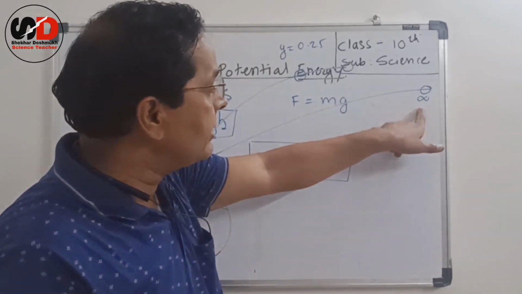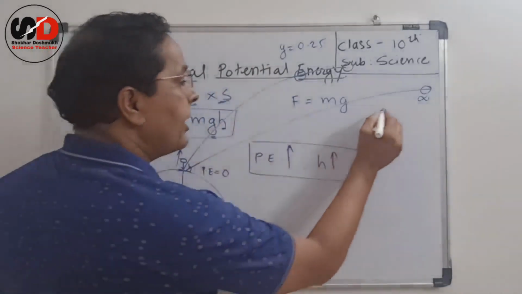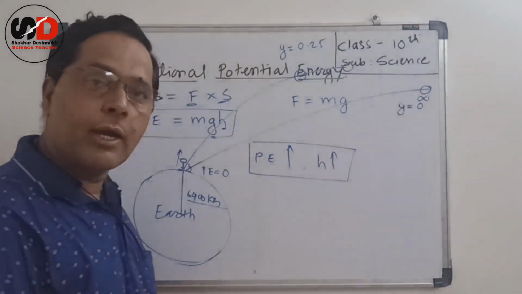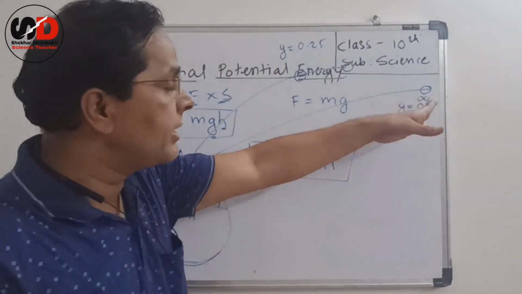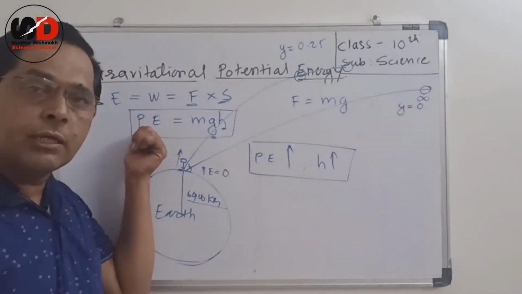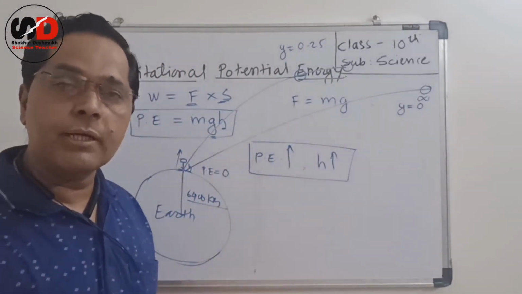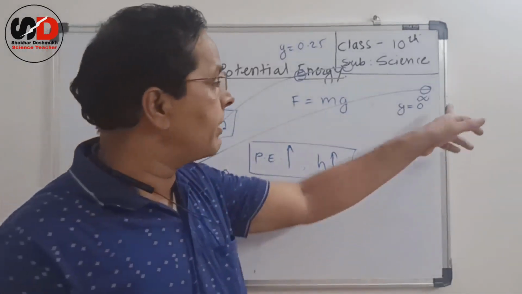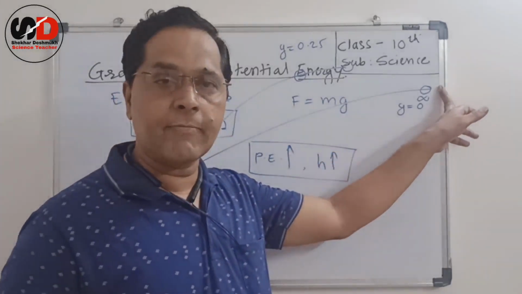At this infinite distance, the value of g becomes 0. And if the value of g becomes 0, potential energy definitely becomes 0, because anything into 0 is 0. So potential energy becomes 0 at infinite distance.